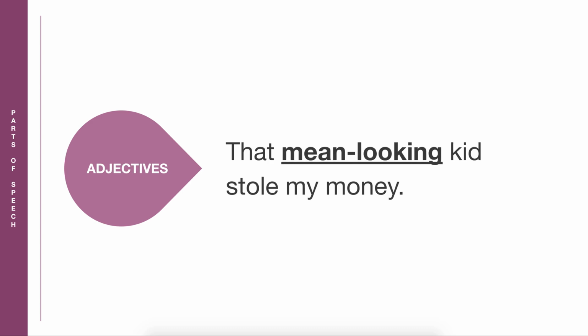Next up, we have adjectives. And in this sentence, it says, that mean-looking kid stole my money. Mean-looking, that hyphenated word in the middle, describes kid. And kid is a noun. Kid is a thing. And because kid is a noun, it's a thing. Mean-looking is therefore an adjective because our adjectives describe nouns.